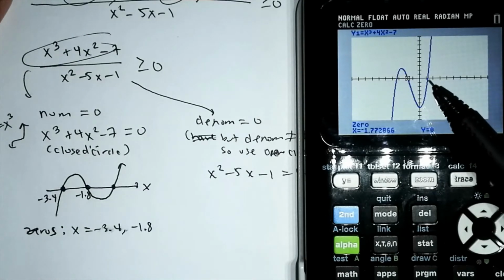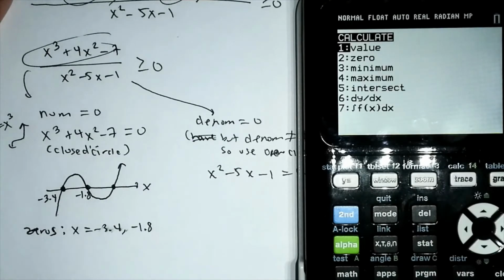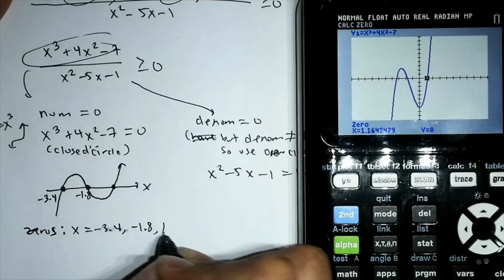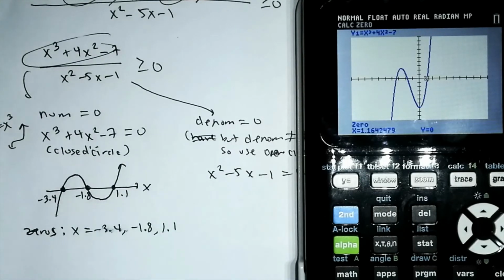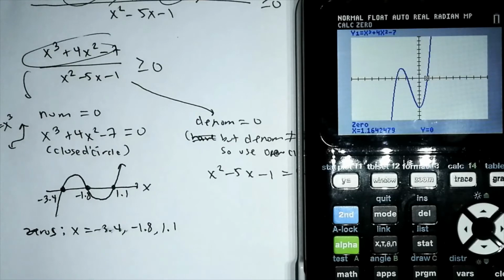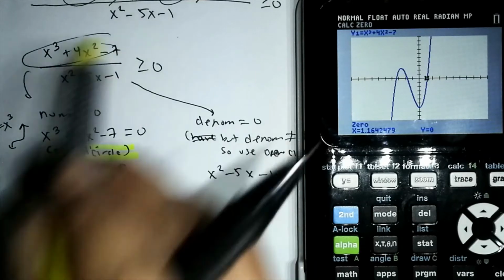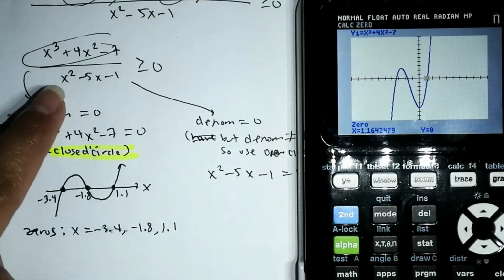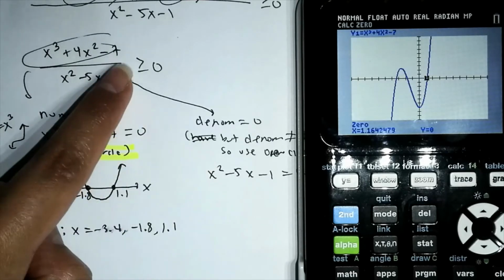The next one is about +1. So second calc 0. Put the cursor somewhere to the left, somewhere to the right. Guess. And that's about 1.1 if I know how to round. So we found the zeros of the numerator: -3.4, -1.8, and 1.1. What are the zeros of the denominator? Remember, for the numerator we use a closed circle because that's dictated by the inequality symbol. The denominator can't equal 0, so it's always an open circle no matter what the inequality says.